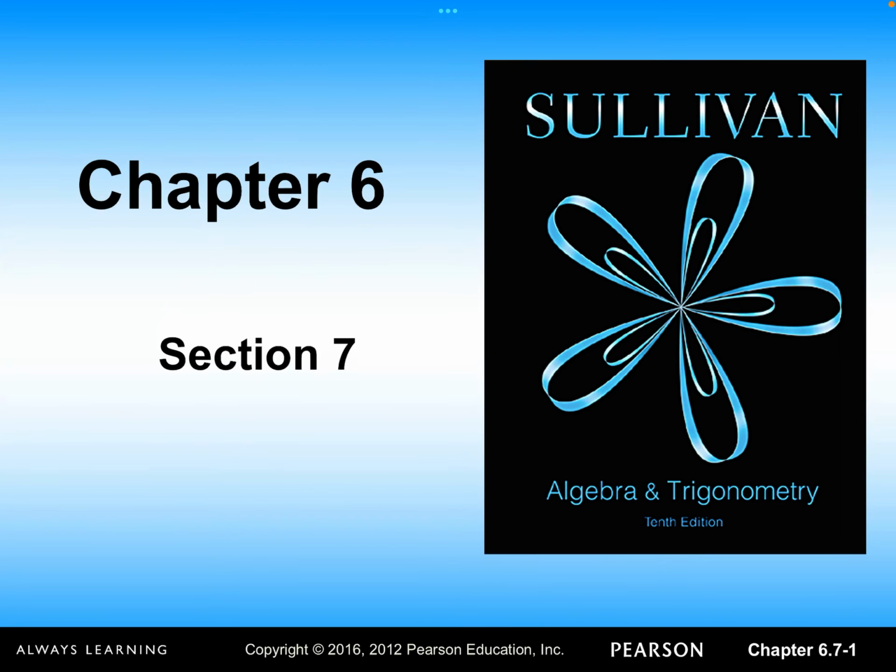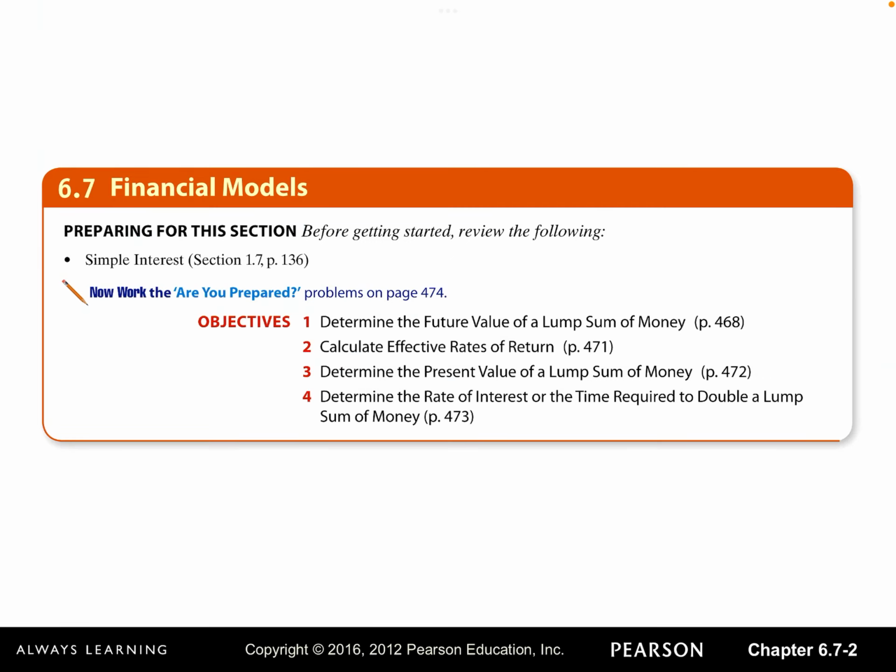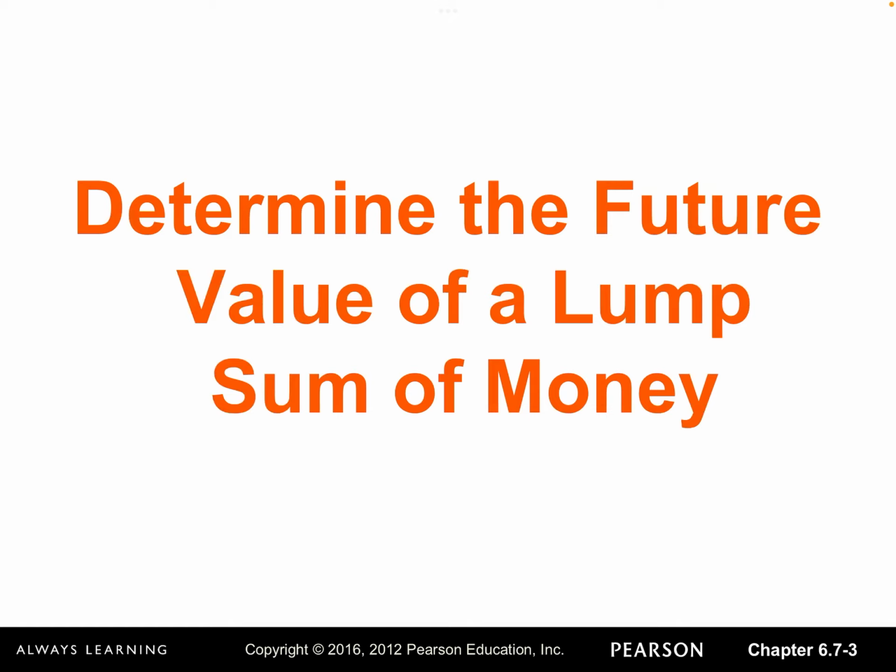Chapter 6, Section 7. In this section, we're going to learn the following objectives: determine the future value of a lump sum of money and calculate effective rates of return, determine the present value of a lump sum of money, and then determine the rate of interest or the time required to double a lump sum of money. So now let's look at the first topic: determine the future value of a lump sum of money.